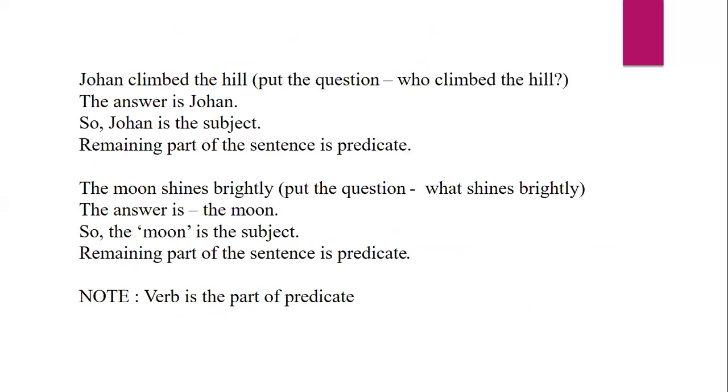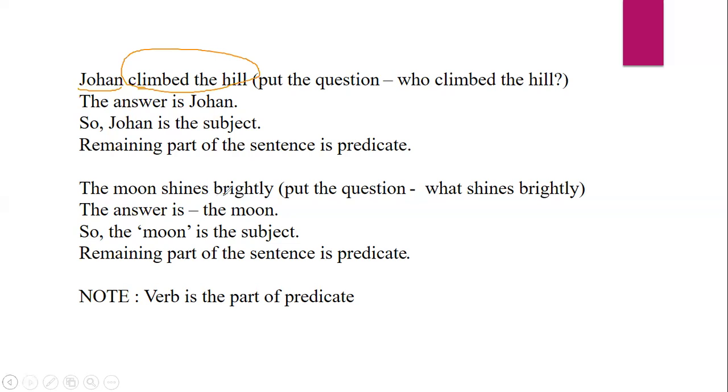Now let's look at a few examples. Johan climbed the hill. Now let's put a question. Who climbed the hill? Johan climbed the hill. Who climbed the hill? Johan. So now, Johan is the subject. And the remaining part of the sentence that talks about Johan is the predicate.